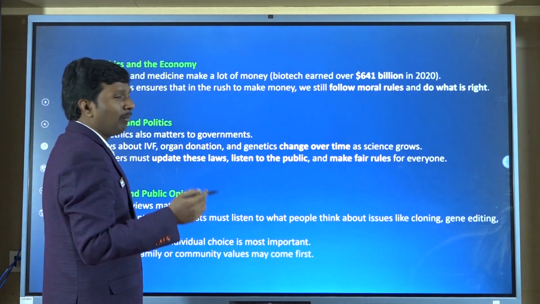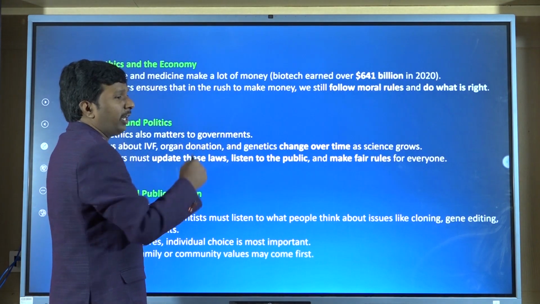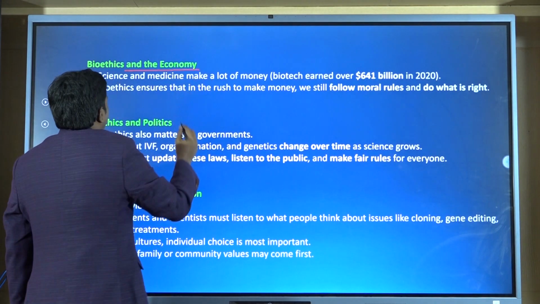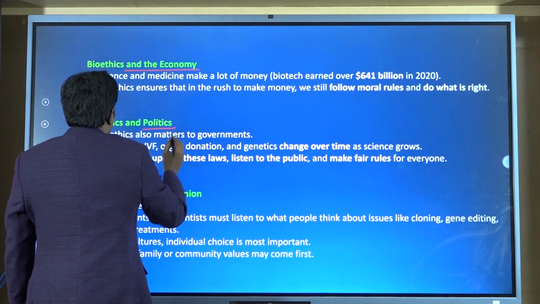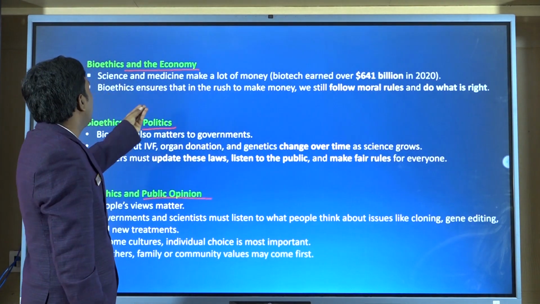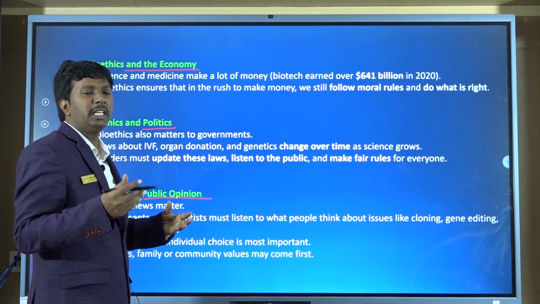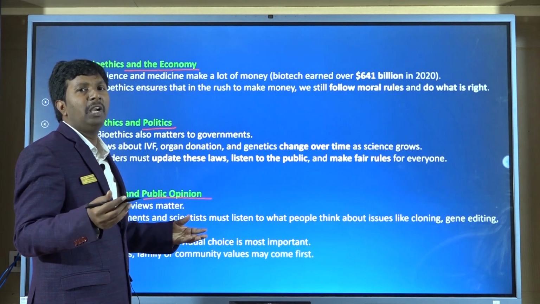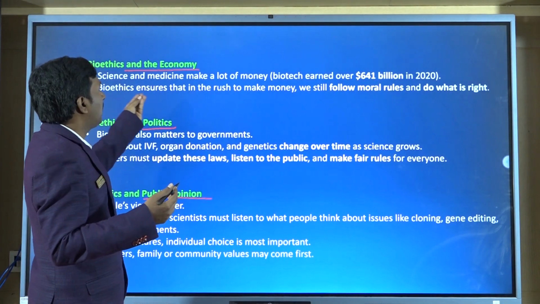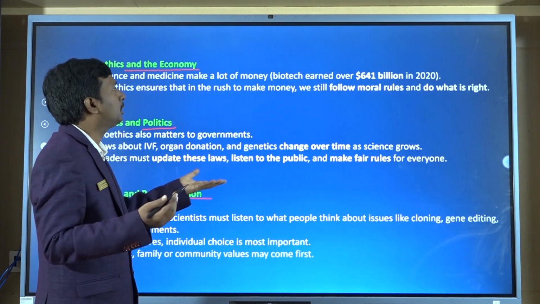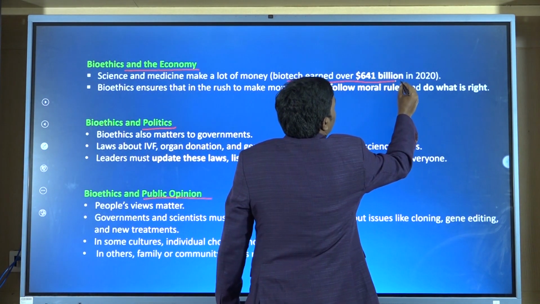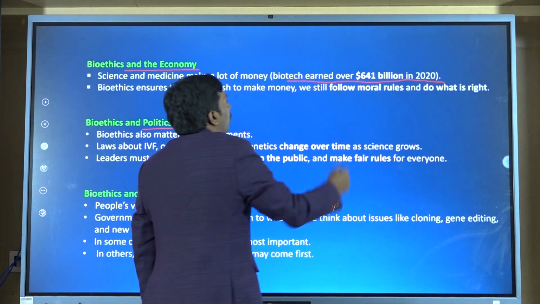And here I am linking bioethics with different areas: the first one is bioethics and economy, the next one is bioethics and politics, and then bioethics and public opinion. So first, bioethics and economy, because when we are using science and technology, the medical field and the biology field, we are making many types of products, right? Science and medicine make a lot of money from these products. Here you see biotech earned over 641 billion in 2020.